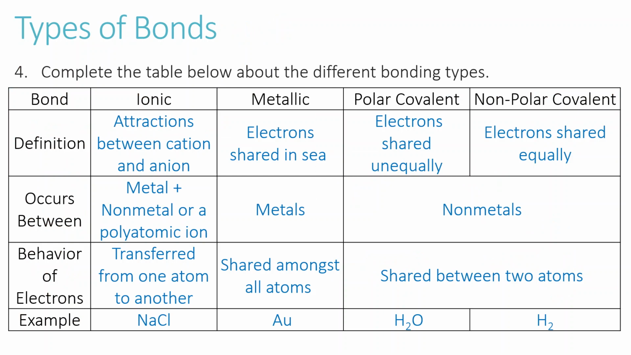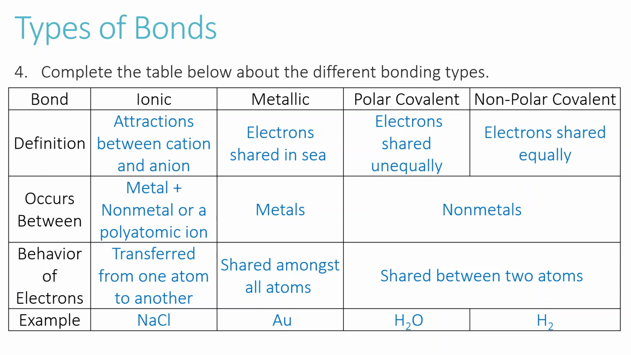This table is about different bonding types. So we have ionic, metallic, polar covalent, and nonpolar covalent bonds. So an ionic bond is the attraction between a cation and an anion. This occurs between a metal and a nonmetal, or there could be a polyatomic ion. So in order to get a cation and anion, one atom is going to give up electrons and the other will gain them. So electrons are transferred from one atom to another. And an example of that would be sodium chloride or table salt.